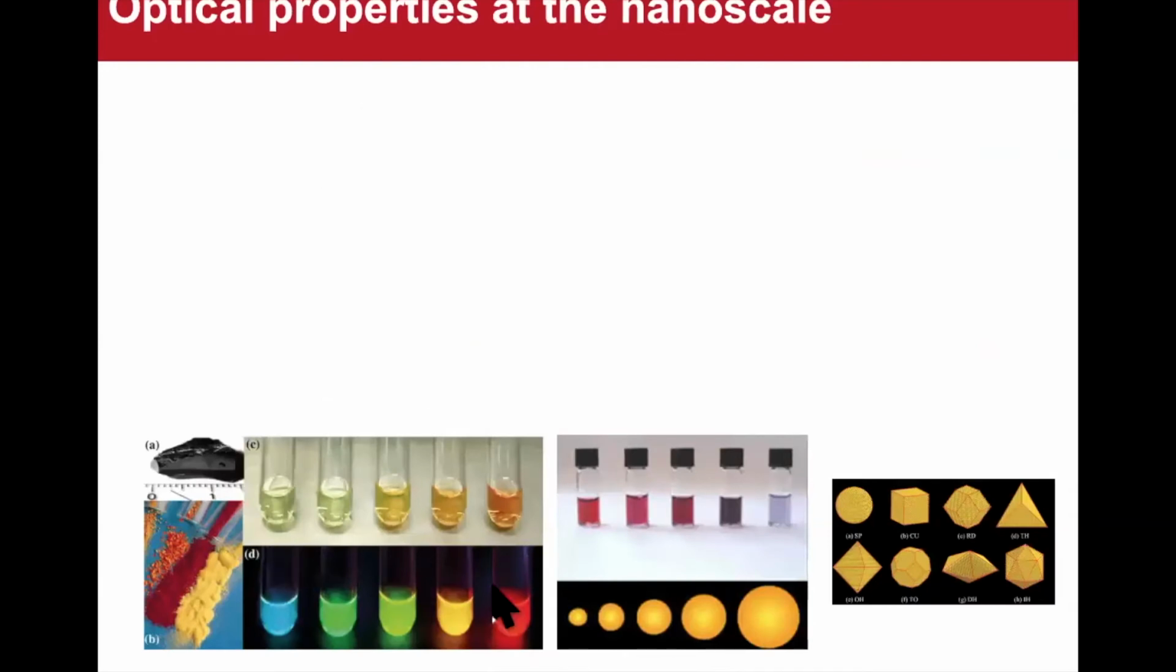So you can see here the optical response of a variety of materials, semiconductors as well as metals. In this case, this is gold. And you can see that we can make them in different shapes as well.